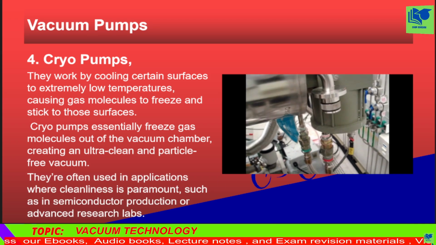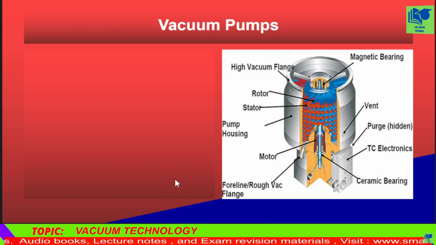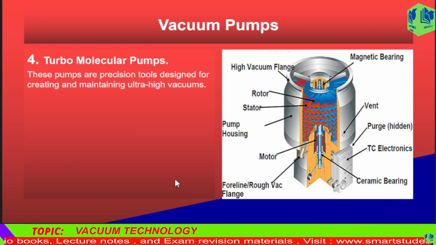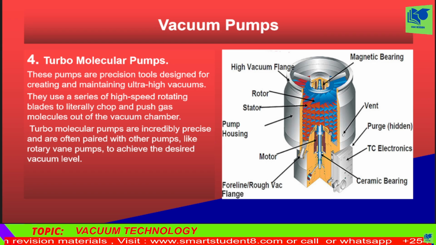Finally, we have turbomolecular pumps. These pumps are precision tools designed for creating and maintaining ultra-high vacuums. They use a series of high-speed rotating blades to literally chop and push gas molecules out of the vacuum chamber. Picture a fan spinning at an incredibly high speed, directing air in a specific direction.